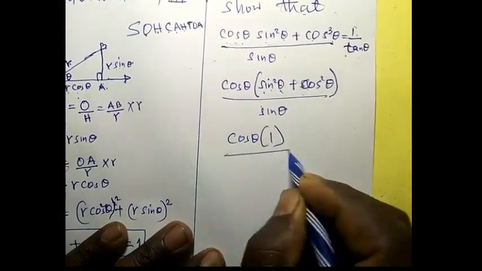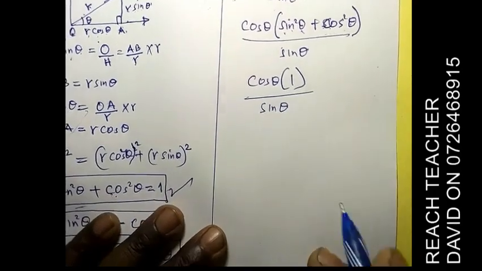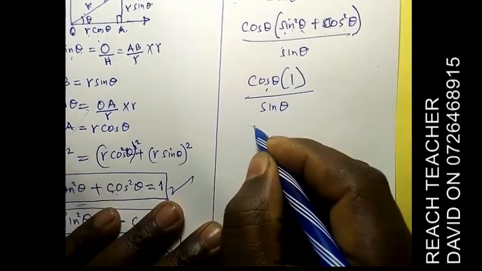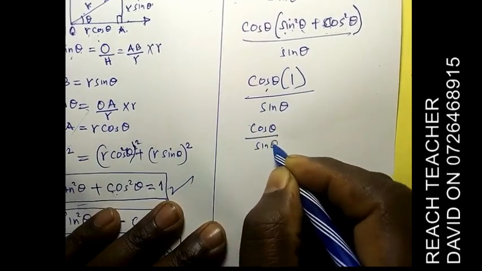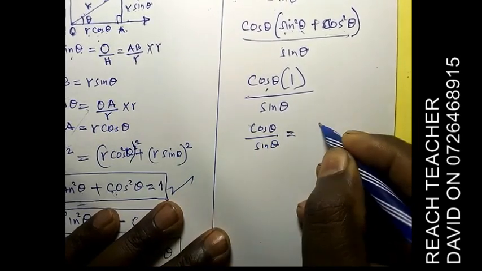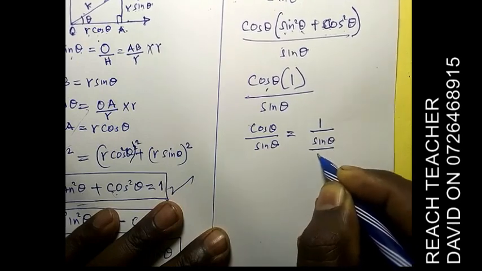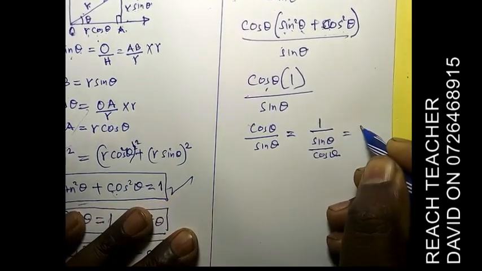So simply we are saying that this one is cos theta into 1. This is 1 divided by sine theta, right? So what we have here is now cos theta over sine theta. What is this? This is simply 1 over sine theta divided by cos theta. And what is that? This is simply 1.